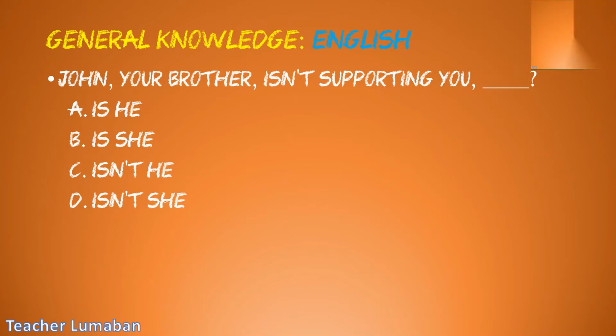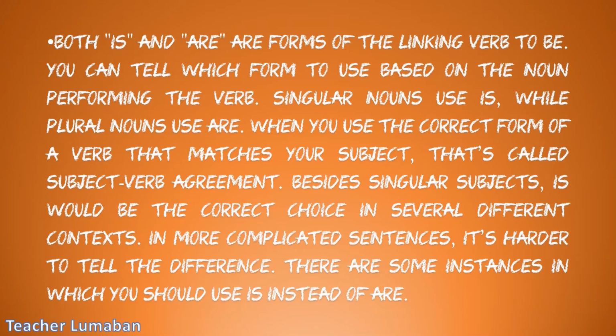The correct answer is letter A. Is he? John, your brother, isn't supporting you, is he? Both is and are forms of the linking verb to be. You can tell which form to use based on the noun performing the verb. Singular nouns use is, while plural nouns use are. When you use the correct form of a verb that matches your subject, that's called subject-verb agreement.